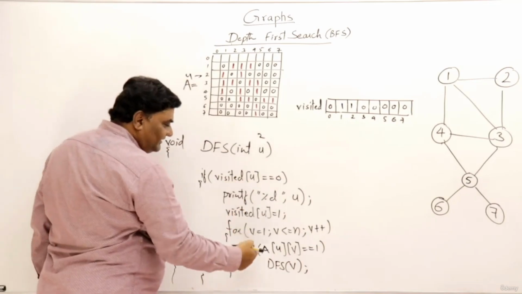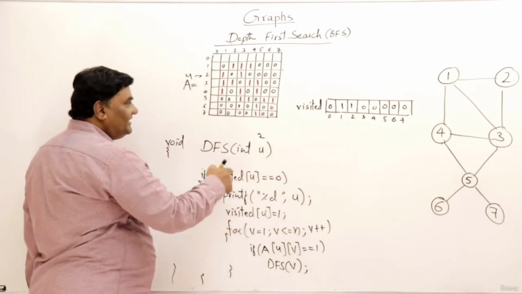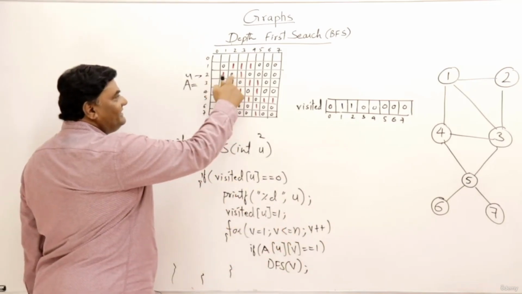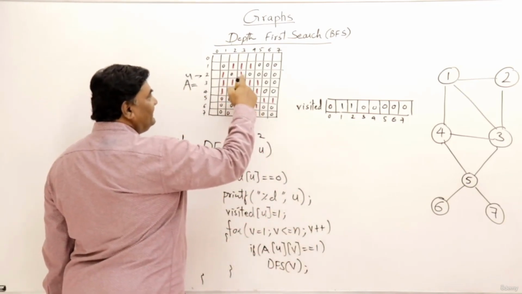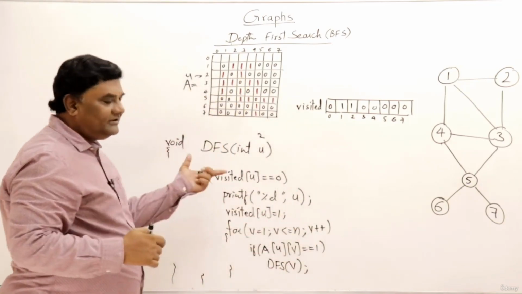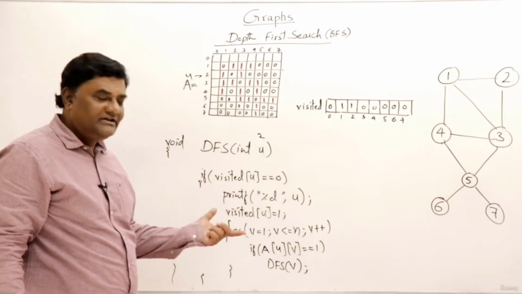So it will scan through this one. First one, v, it's already visited, so nothing will happen. Next 0, it's not 1, so it will not call upon this. Then upon 3 it will call. So it will call upon 3 again. This is how it will continue.